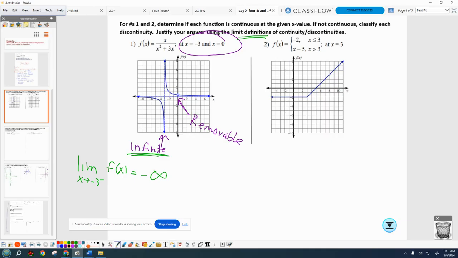Rihanna's feeling a little more complete. She's like, you know what? I'm gonna do this and say from the right side, it's going to positive infinity. You could say it's infinite because of the green stuff, it's infinite because of the black stuff, or it's infinite because of both of them. Yes? How would you write the end behaviors for them? End behaviors for this one?